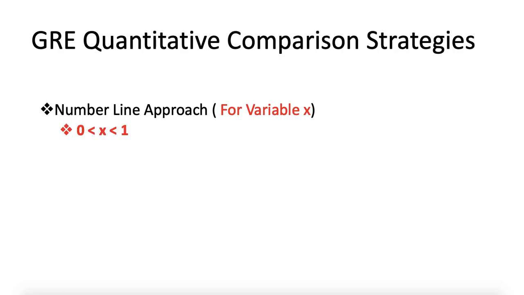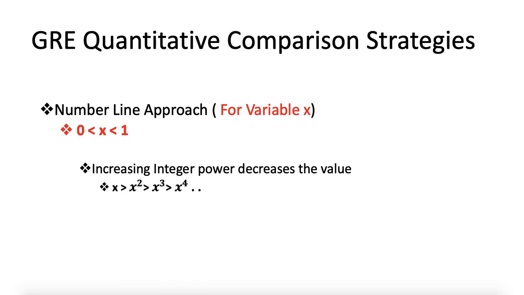First of all, the number is between 0 and 1. If I consider any number, for example x equal to 1 by 2, the first thing is if I increase the integer power, the value will decrease. For example, if x is equal to 1 by 2, if I take the square of that, that will become 1 over 4. If I take the cube of that, that will become 1 over 8. In this way, 1 over 2 is greater than 1 over 4, and 1 over 4 is greater than 1 over 8. That's why x is greater than x square, and x square is greater than x cube, and so on. So the value is decreasing.